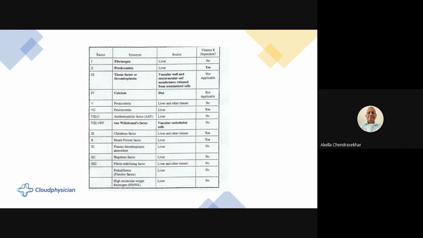Now the other thing is to look at what's not produced in the liver. Factor 3, which is tissue factor that's outside the vascular system, is not produced in the liver. Factor 8 von Willebrand is not produced in the liver. Now, the other thing I want you to keep in mind is vitamin K dependence, right? Because we use a lot of warfarin or Coumadin in our patients that are coming in with acute trauma or head injury, or they're pre-surgical, right? So you need to make a correction in their coagulation issues.